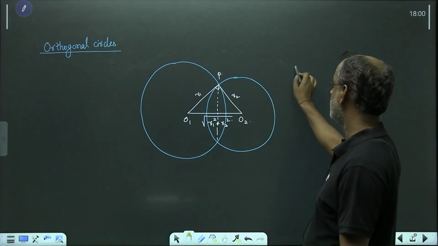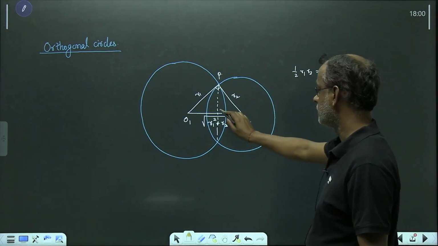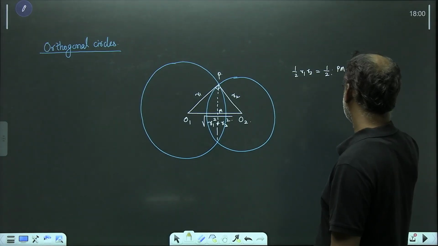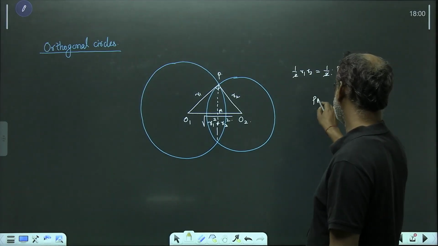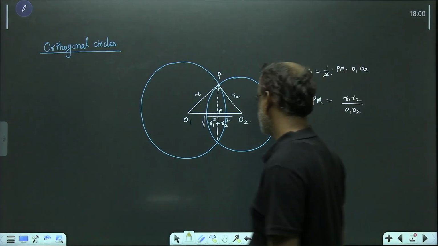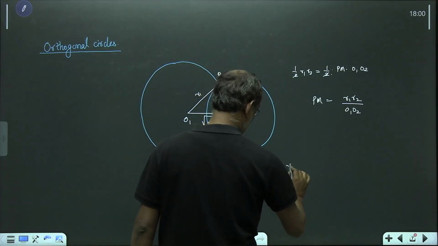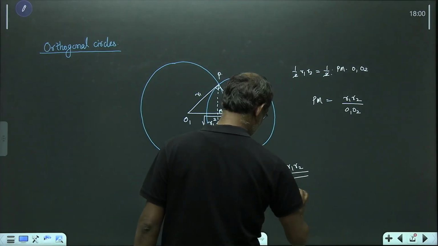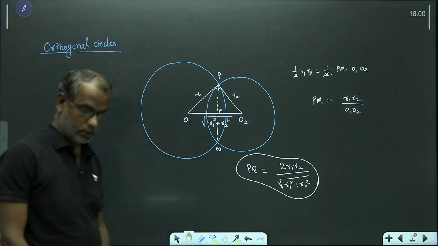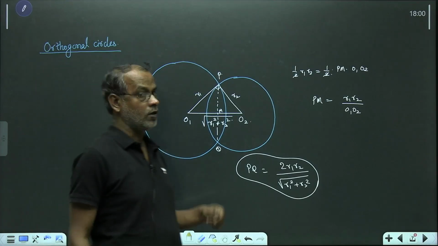Area would be half R1 R2, and also half, suppose this is PM, into O1 O2. So, PM is R1 R2 upon O1 O2. So, the length of the chord PQ is going to be... See, these are all problems. You don't have to remember these results. Draw a worthwhile diagram, 90-degree stuff, and you can come across these things.